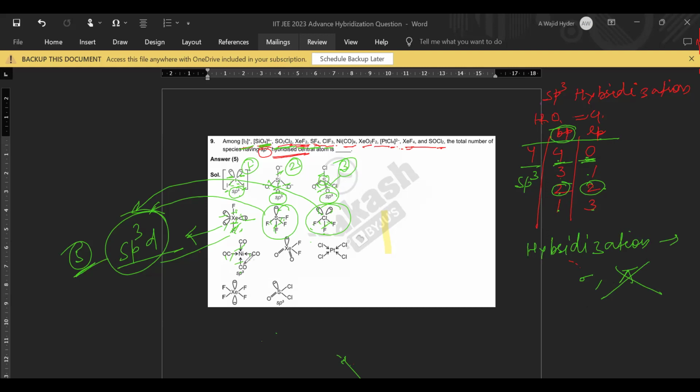We were talking about Ni(CO)4, tetracarbonyl nickel. 4 sigma bonds are there. So this will be showing sp3 hybridization.